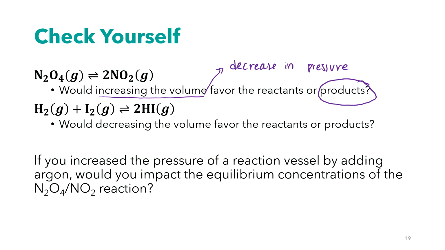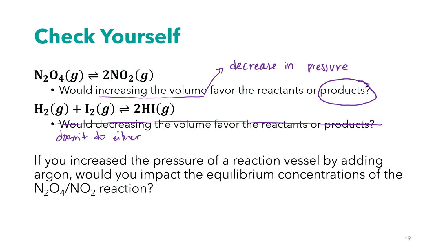For H2 plus I2 goes to 2HI, I cannot control this reaction or tip the scales in my favor if I want to make HI using volume or pressure, because there's no delta N. Delta N is 0, so I can't do this. It doesn't do either. Pressure is not a variable I can use here.